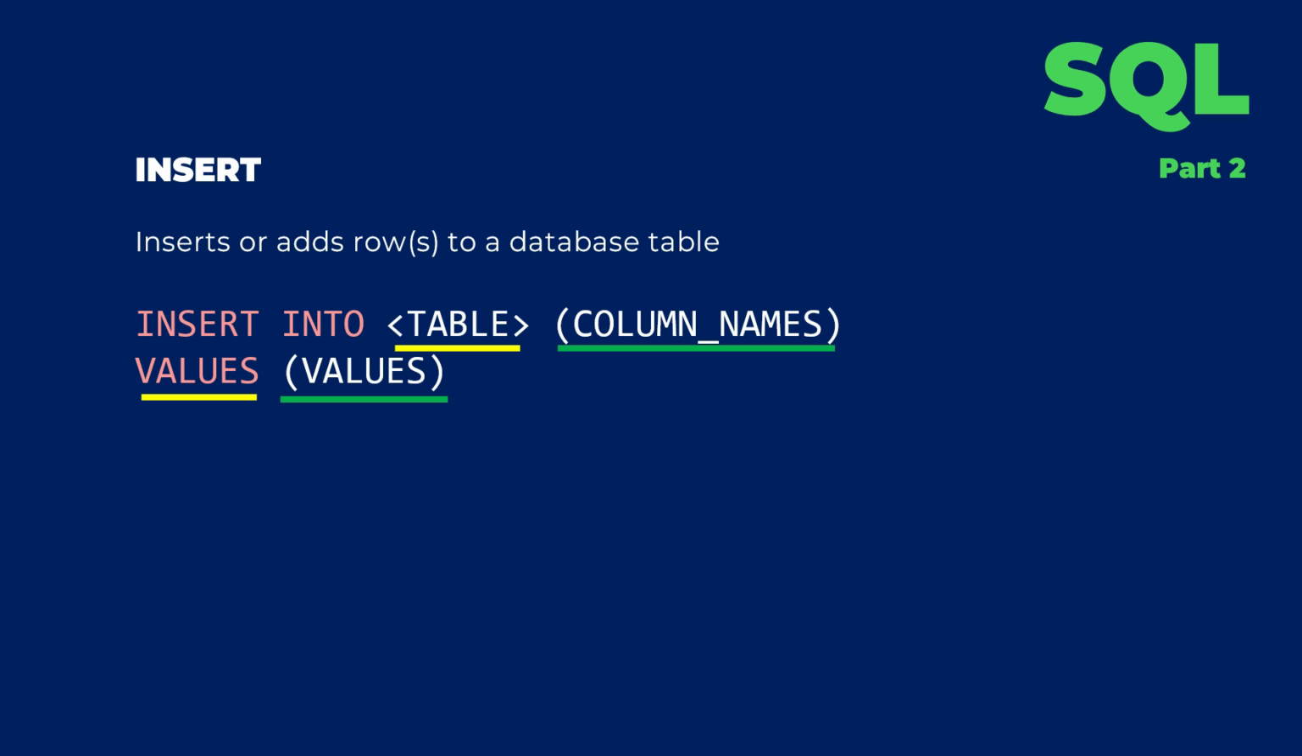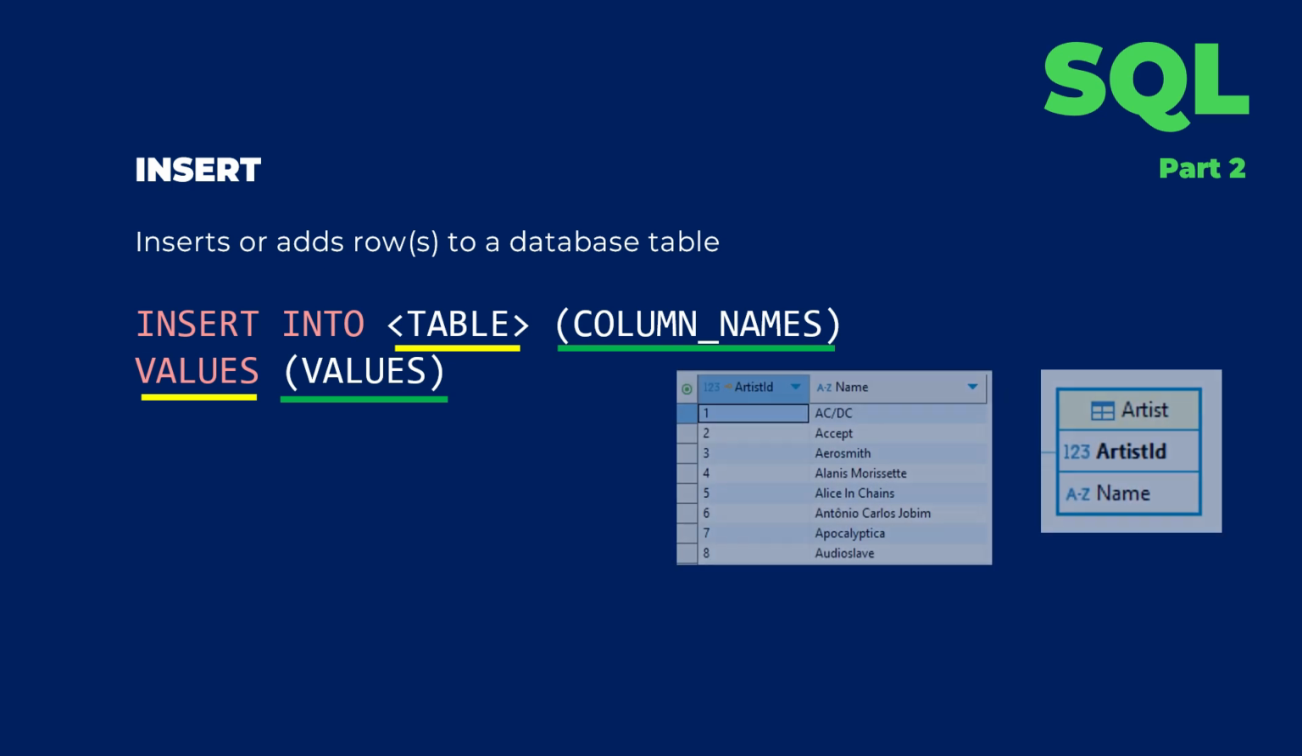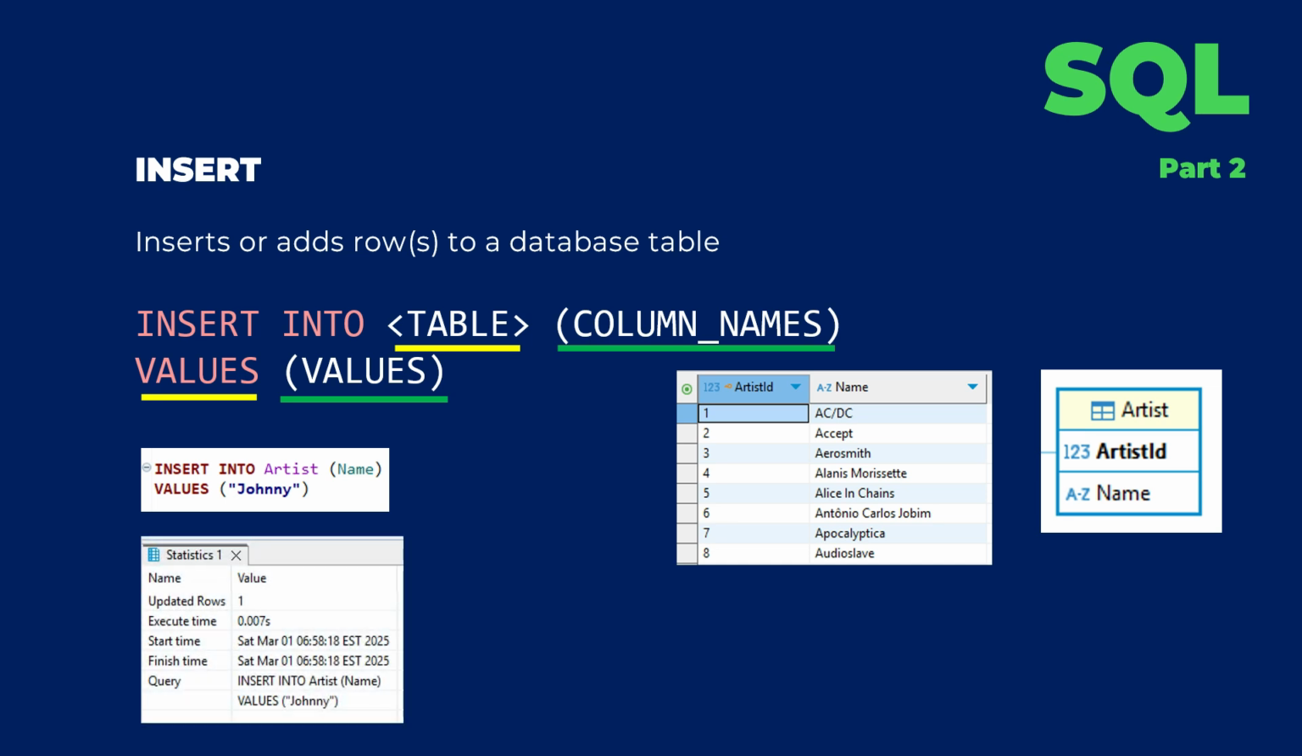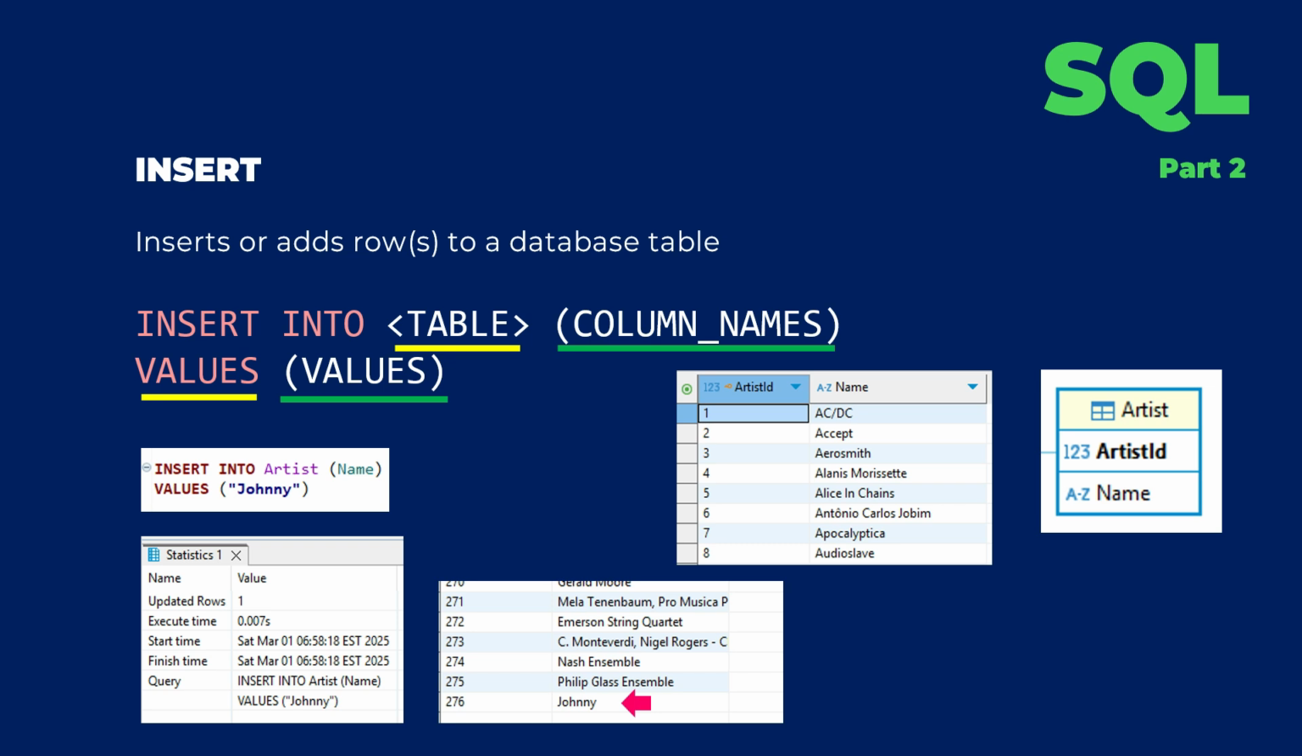In the previous video, we saw this artist table. Let's try to add another artist into this table. We can do so using the statement insert into artist, and we specify the column name, then the values keyword followed by the corresponding value for the name column. And we can see that the new artist Johnny is added in the artist table now.